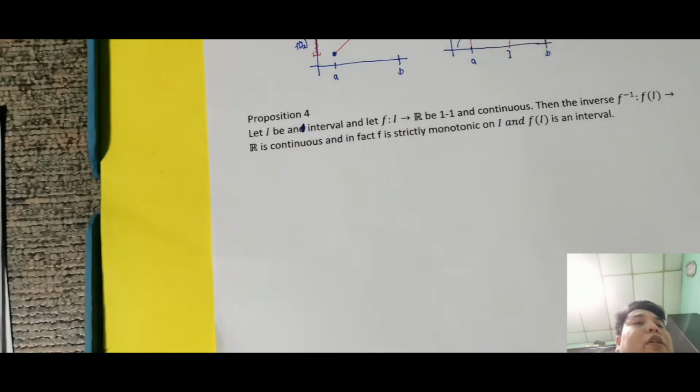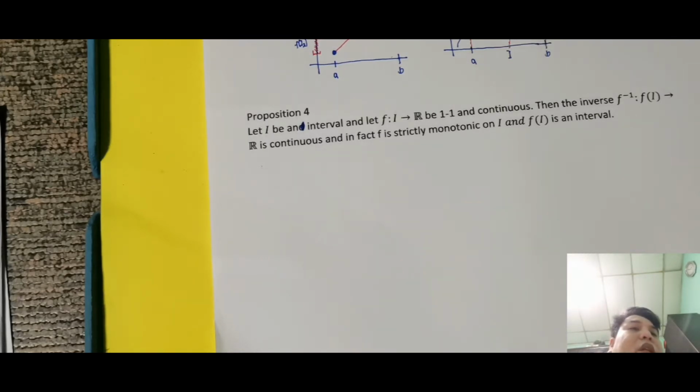So, let I be an interval and let F be a mapping from I to real number such be 1 to 1 and continuous. So, again, yung I is interval, tapos nangyari 1 to 1 yung function natin at continuous. Then the inverse, F inverse mapping from f of I going to real number is continuous, and in fact is f is strictly monotonic on I and f of I is an interval. So ayun yung mga kailangan nating ipakita.